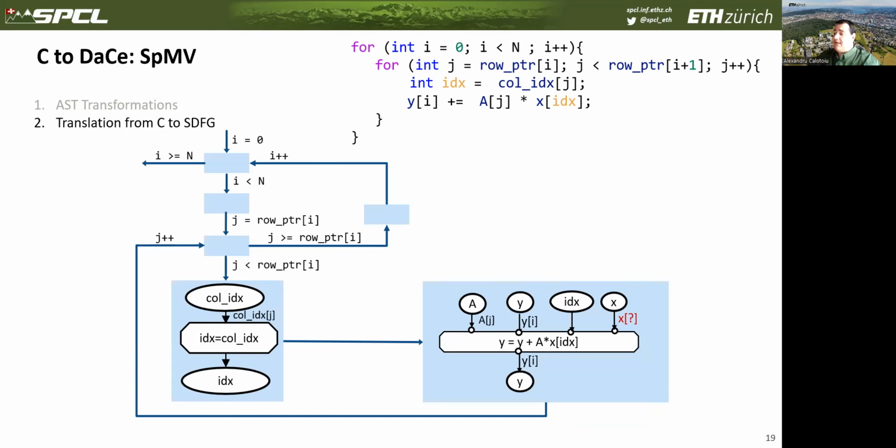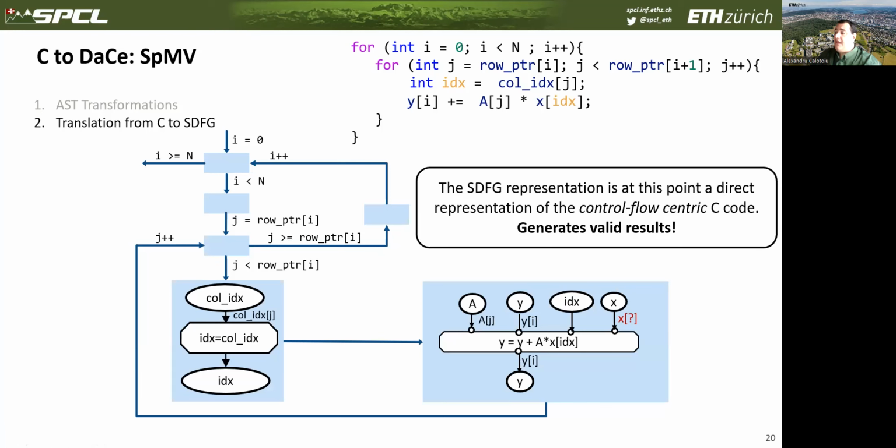Now, notice in this example that we still don't know where X is addressed. This is an issue. And even though the SDFG representation at this point generates valid results, it is a direct representation of the control flow centric C code and will not offer us any performance improvements. Also, it cannot be optimized directly with the tools DaCe has available, so we work towards expanding this tool set.